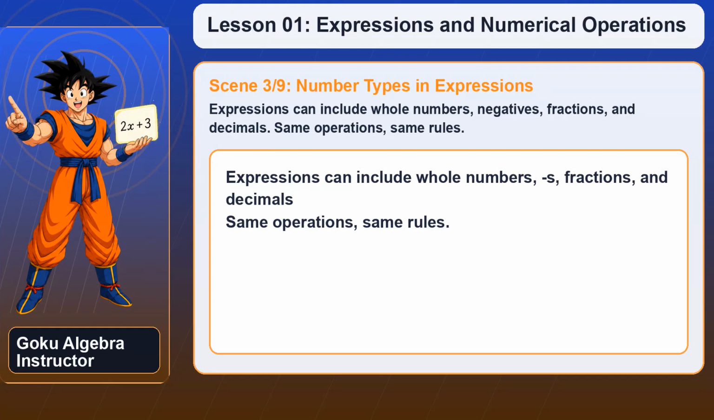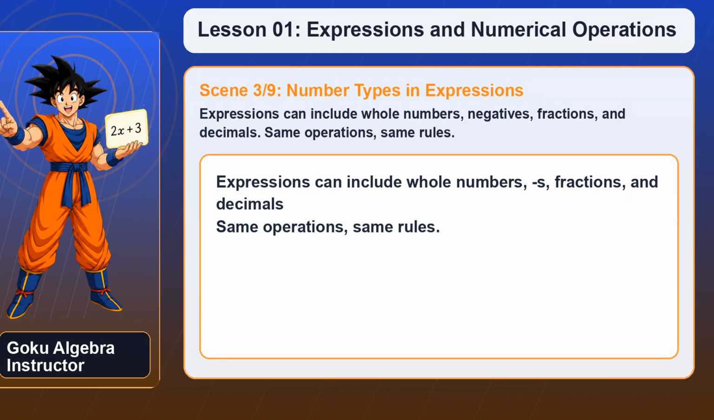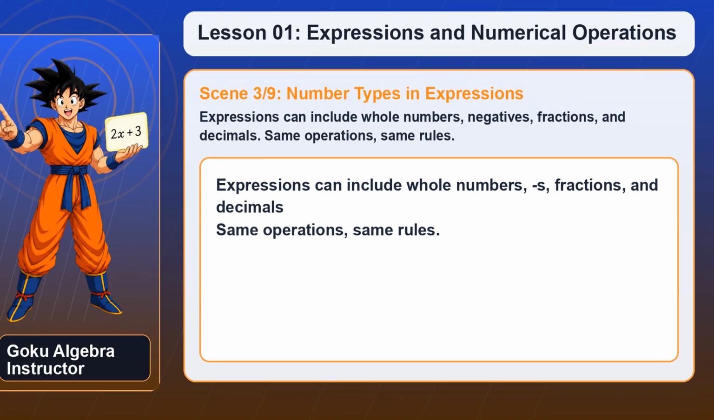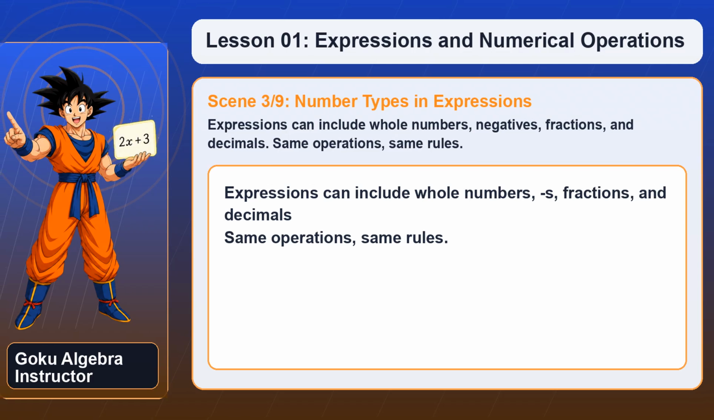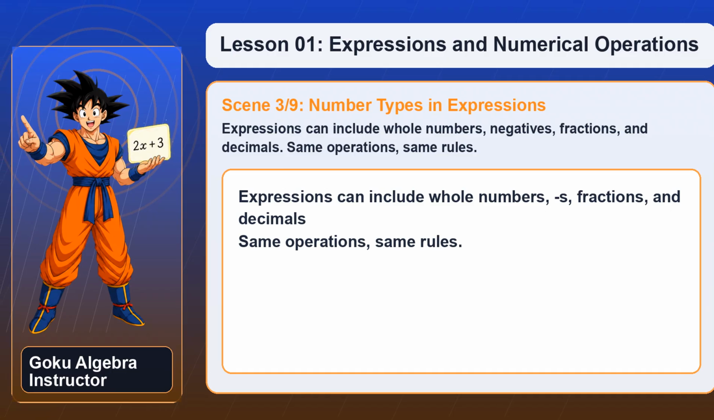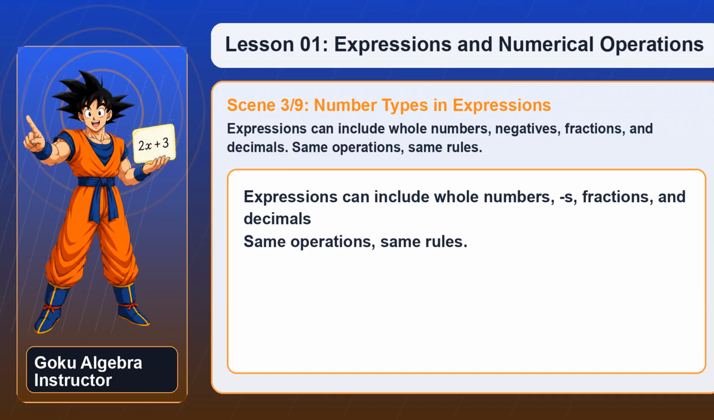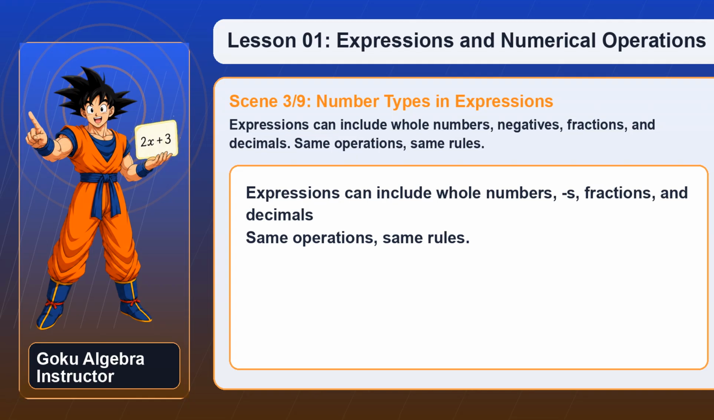Expressions can use many kinds of numbers, not just counting numbers. Negative numbers show values below 0, like a temperature of -4 degrees or a game score that loses points. Fractions and decimals show parts of a whole. 1/2, 0.5, and 50% can describe the same amount in different forms. When these numbers appear in expressions, the operations still mean the same thing.